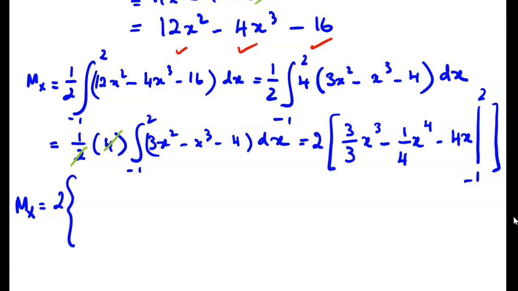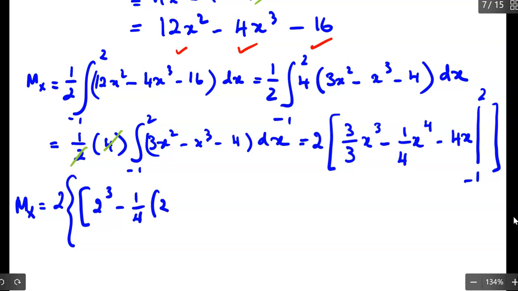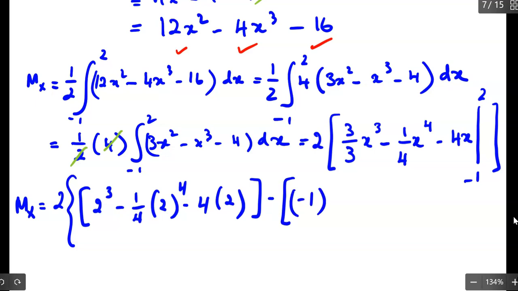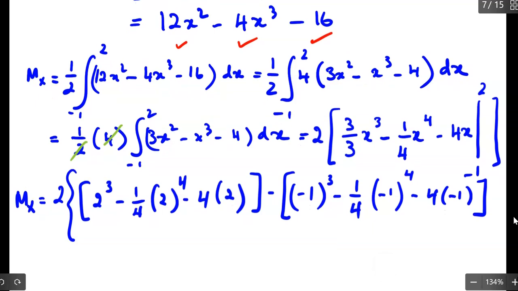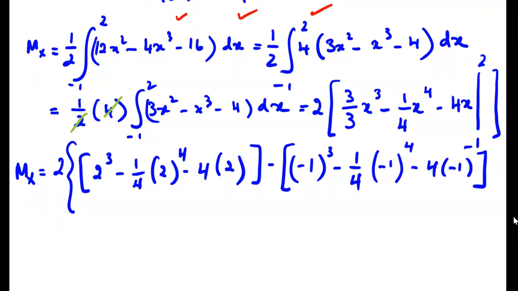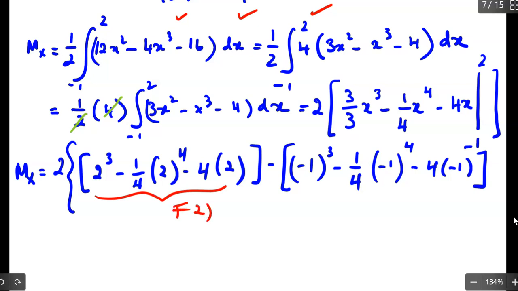So in this case I should have, okay, 3 divided by 3 is 1. So substitute 2, I should have 2 to the exponent 3 and minus a quarter of 2 raised to the exponent 4. Subtract 4 times 2. Okay, and I subtract this with minus 1 to the exponent 3 minus 1 over 4 times negative 1 to the exponent 4 minus 4 times minus 1, close the bracket. Okay, so checking everything, this should be my f of 2. This should be my f of minus 1.